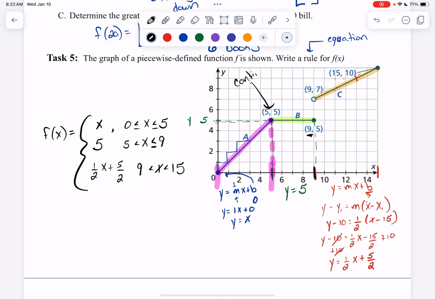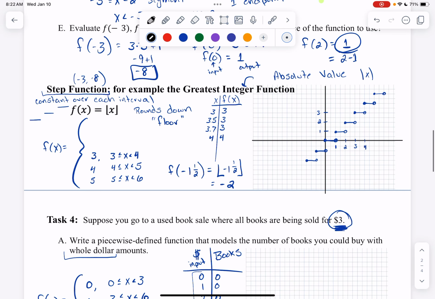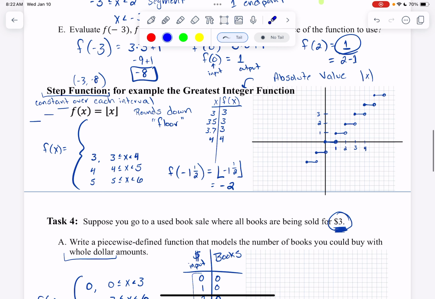So let's go ahead and write that, continuous. But this jump right here makes it not continuous. So to make it continuous, you need each interval to match the other one. So like our step function that we talked about in the previous video is not continuous because you have to jump up to the next step each time.